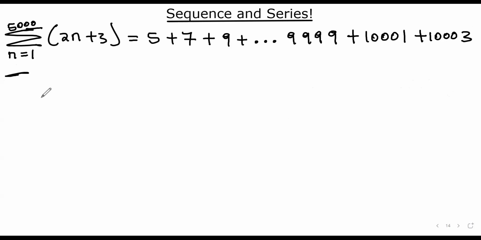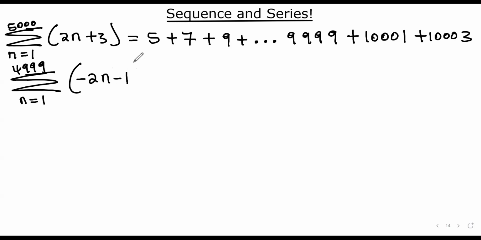Then we come back and we want to expand the second series as well. This is from n equals 1 to n equals 4999. But the series is represented by the general term negative 2n minus 1. And we need to show all the workings. So let's show them for this one.